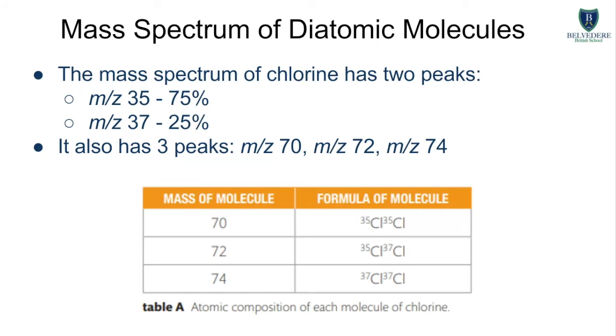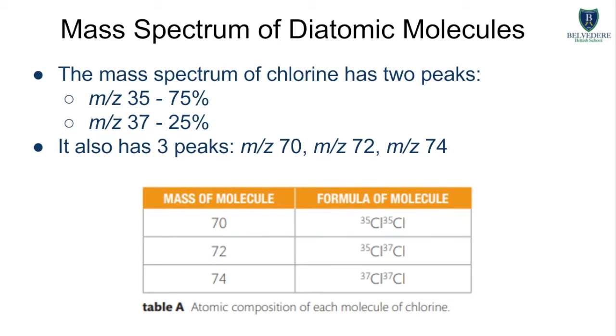So we have two main peaks for 35 and 37, and if we measure the abundance, we will get an abundance of 75 and 25%. Now, the other peaks come from the fact that we have a diatomic molecule, and all these peaks are is just different isotopes joining together.